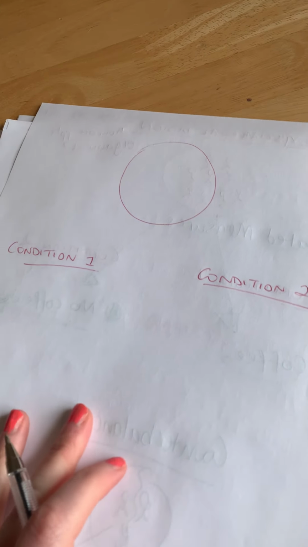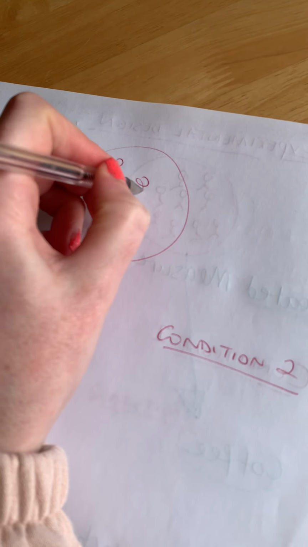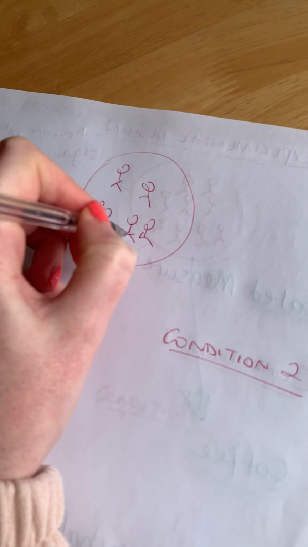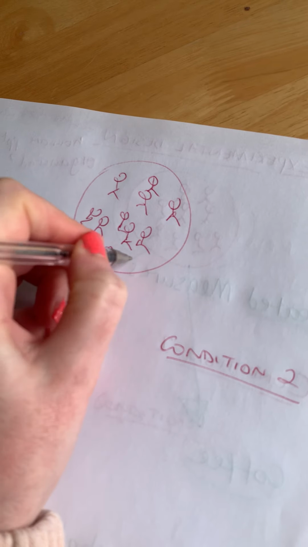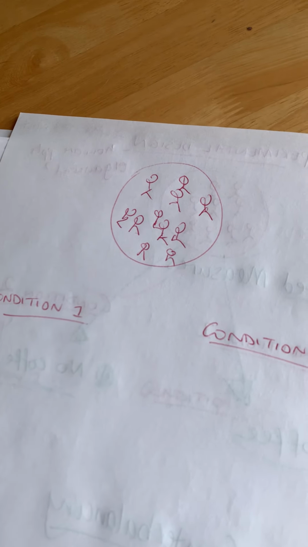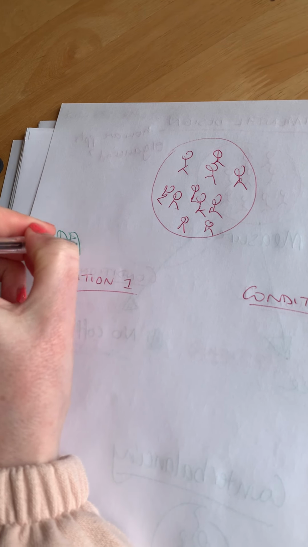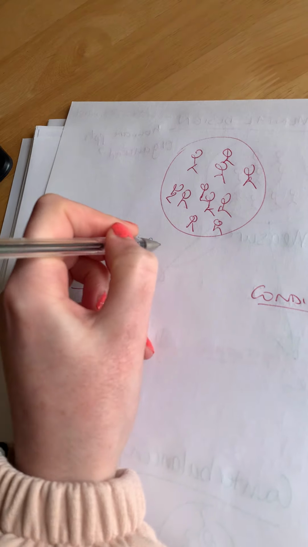Our second type of experimental design. Again, here are all our little participants. This next experimental design is called independent groups.